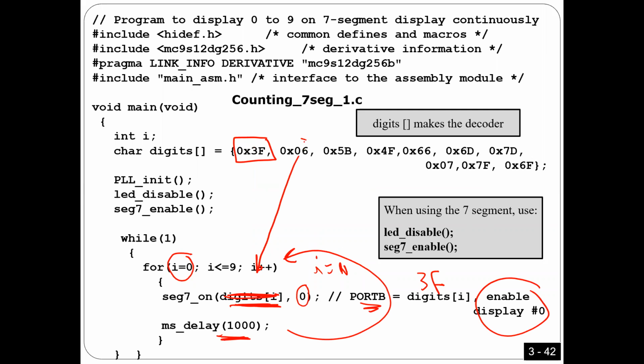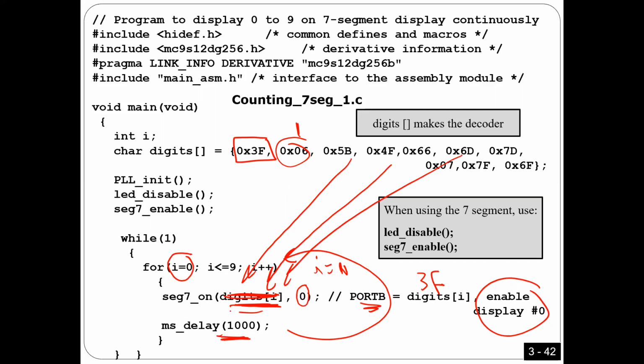So I'm going to take this one, which is number 1, and display it. And then in the next iteration, this one comes here. Next iteration, this one comes here. Next iteration, this comes here. And every time I'm going to wait 1 second. Okay, guys, any questions before I show the other program?